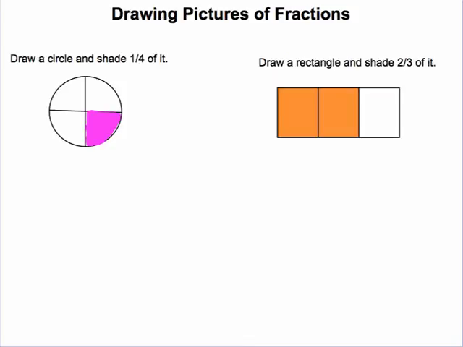Now let's try to draw a rectangle and shade 2/3 of it. Pause the video. You should have shaded 2/3. Now, it could be flipped around onto your paper, that's okay, but as long as 2/3 of it is shaded, you would have a correct answer.